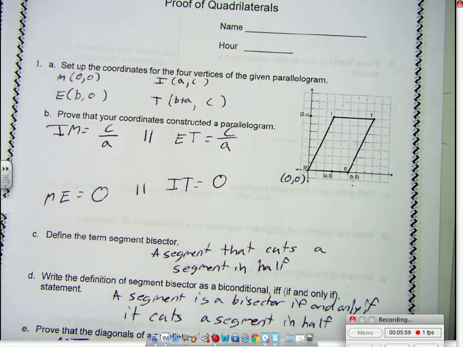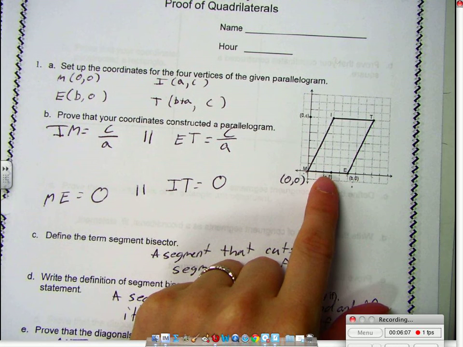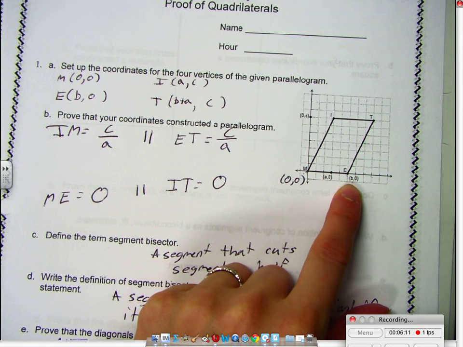No. Okay. Do we understand how I got M? Yes. Do you understand how I got I? Yes. E. Yes. It's written right there. How do you get E? It says B comma 0. So you write that down. That's where it came from.